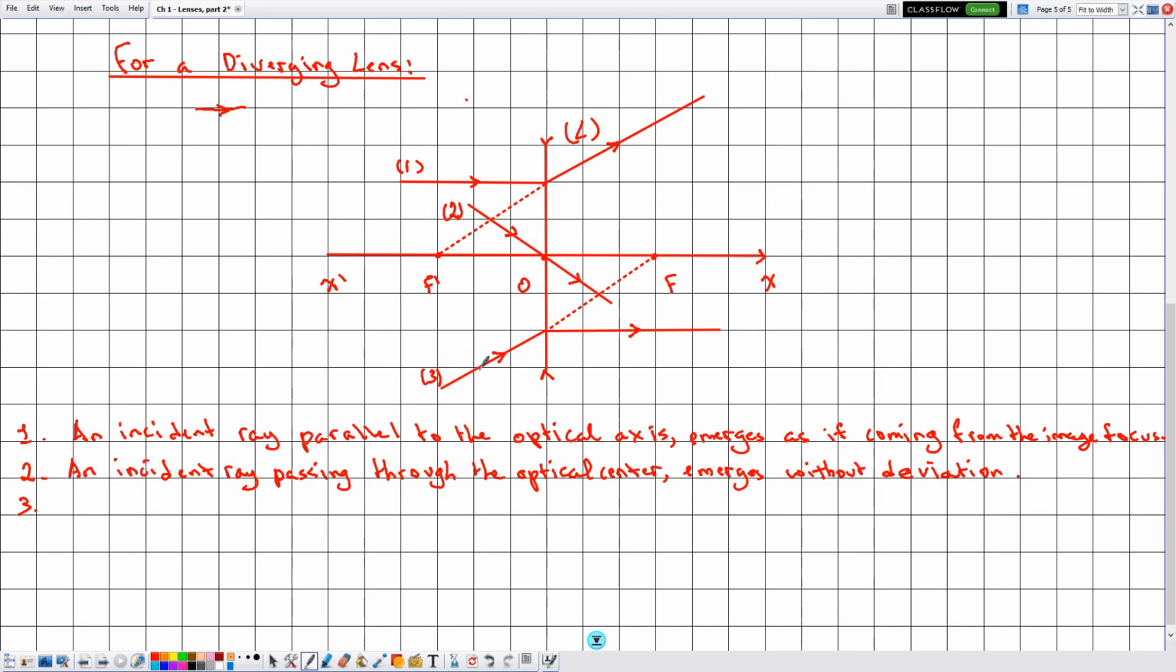Now this is the tracing of the third ray. Now let's justify it. An incident ray, this incident ray is not passing through the object focus, it is directed toward the object focus, emerges in this case parallel to the optical axis.